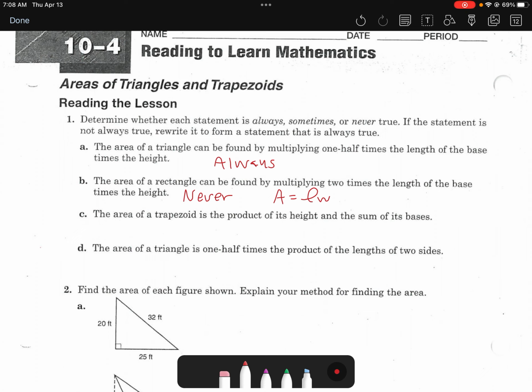Part C, the area of a trapezoid is the product of its height times the sum of the bases. That's close. The area of a trapezoid is 1/2 times the height times the sum of the bases.